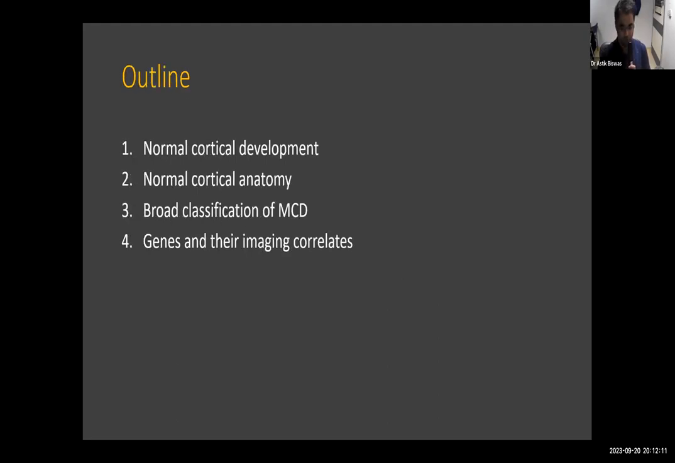So the brief outline of my talk is I'm going to start off by discussing normal cortical development, followed by describing normal cortical anatomy on MRI. And then we'll go into broad classification of malformations of cortical development. And then we look at genes and some imaging correlates.